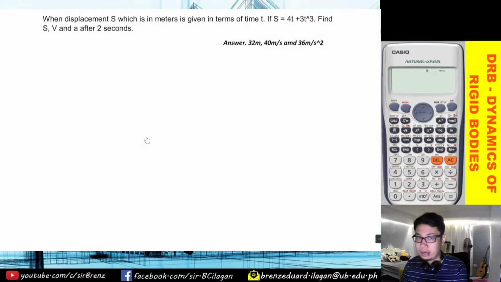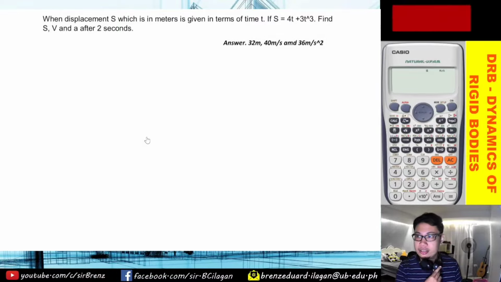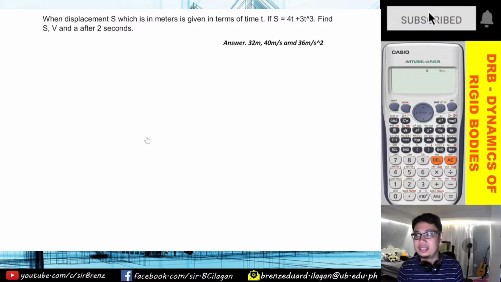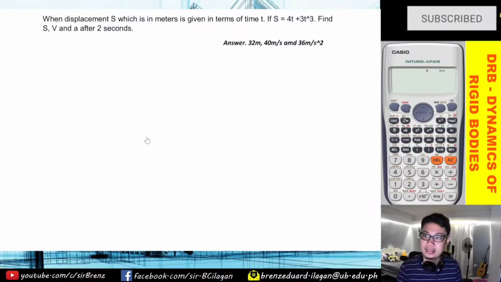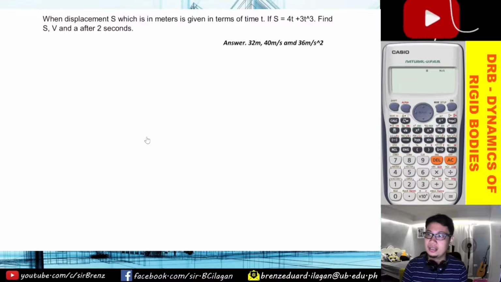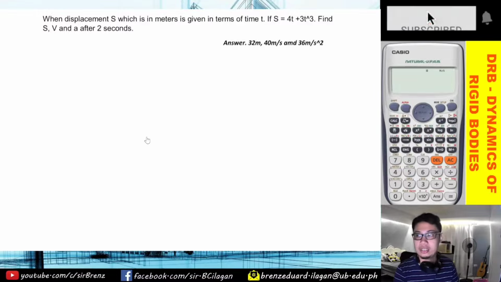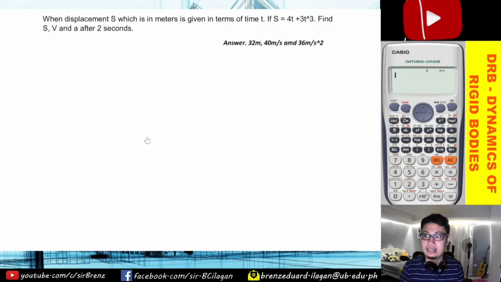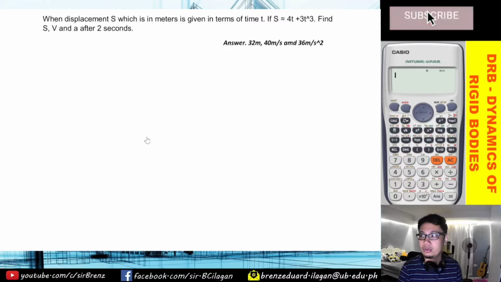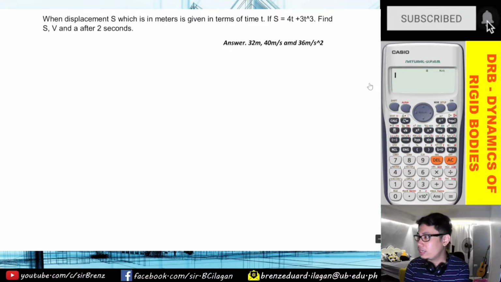Okay, so let's start with problem number 1. Simulan natin sa pinakamadali. So, when displacement S, which is in meters, is given in terms of time t. If S is equal to 40 plus 3t cubed, find the displacement S, the velocity v, and the acceleration after 2 seconds. So, guys, given dyan yung equation ng S in terms of the time t. Ang pinapahanap dito is yung S, yung velocity, and yung a, or yung acceleration, after 2 seconds. So, papakita ko sa inyo kung gaano ba kadali itong topic na ito.